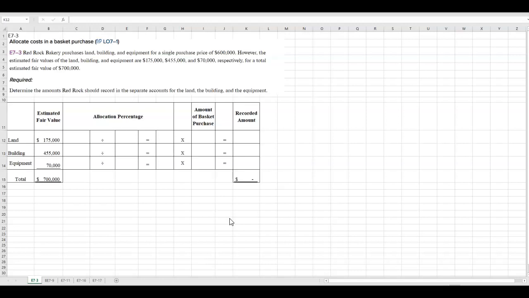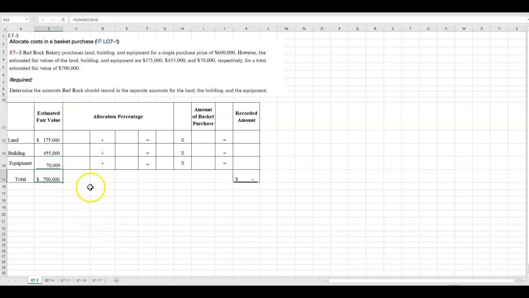So how do we do that? If we have a single purchase price of 600,000, we allocate those costs based on the estimated fair values of those things. So it's telling us the estimated fair value of the land is 175,000, the building is 455,000, and the equipment is 70,000. So it has a total estimated fair value of 700,000. And you'll see that down here where I put the estimated fair value of the land, the building, and the equipment, and it totals 700,000.